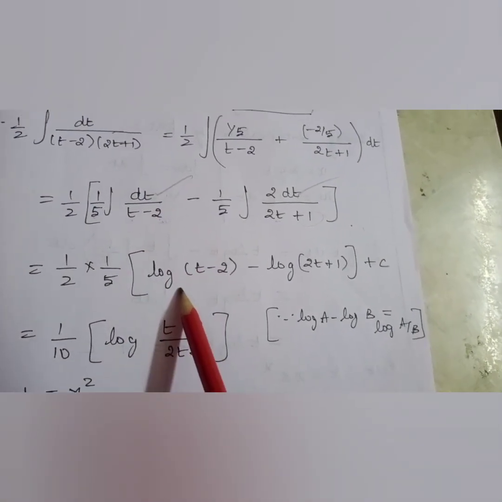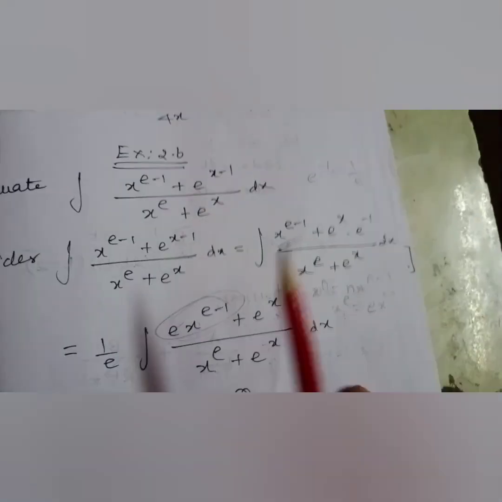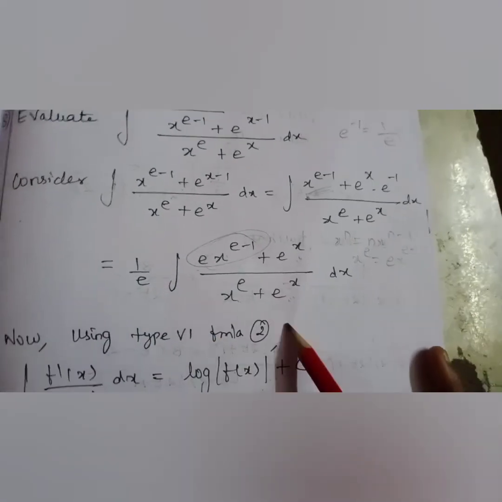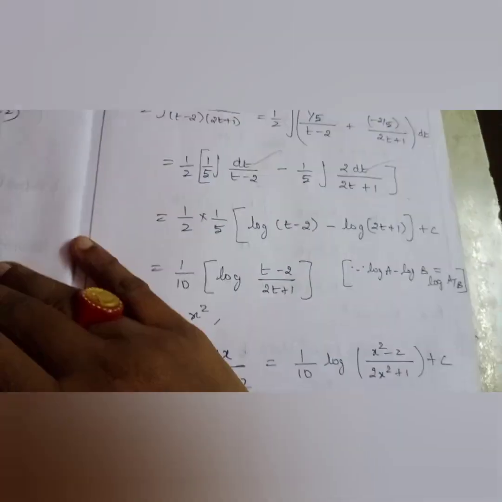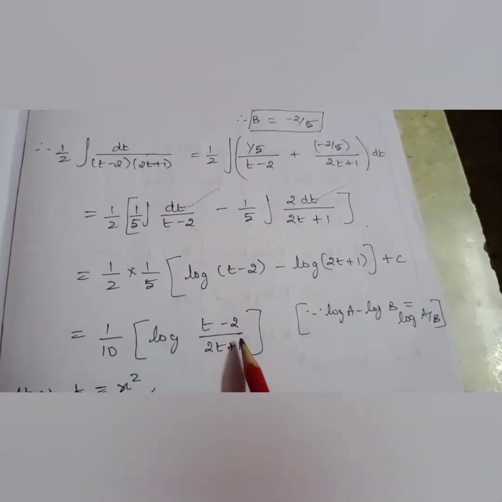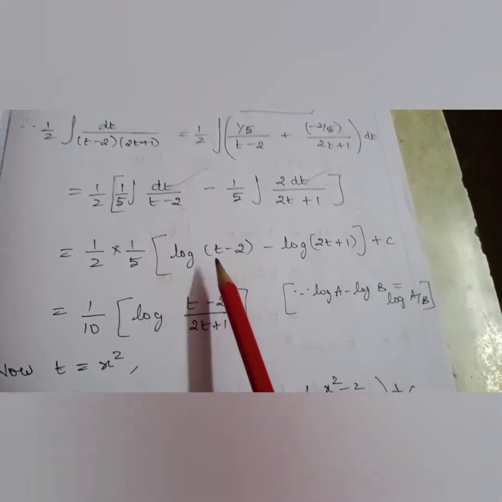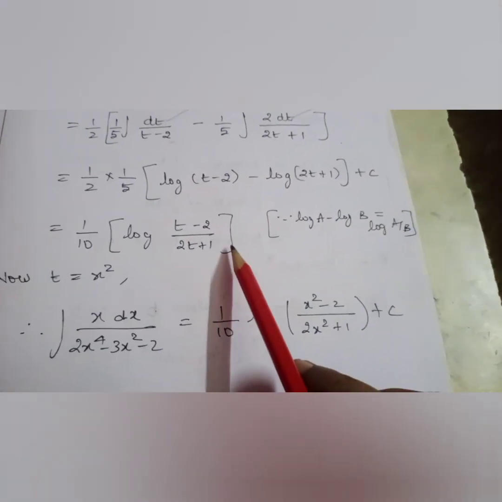So using the formula we used in the previous sum, you remember this formula, that is type 6 formula 2: integral of f dash of x by f of x dx can be written as log of f of x plus c. In this sum itself, we have used substitution, partial fractions, and also the type 6 formula. So the sum is very important. After that I can write this directly as log of t minus 2 minus log of 2t plus 1 plus c. Now in log there is a formula: log a minus log b can be written as log a by b. Using that I have written it like this.